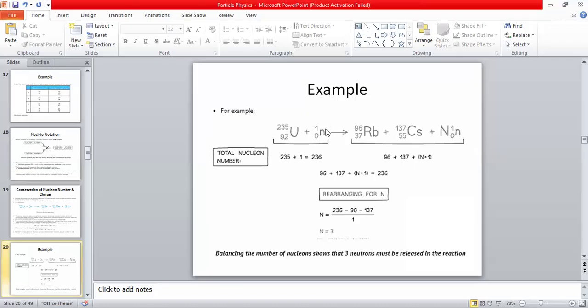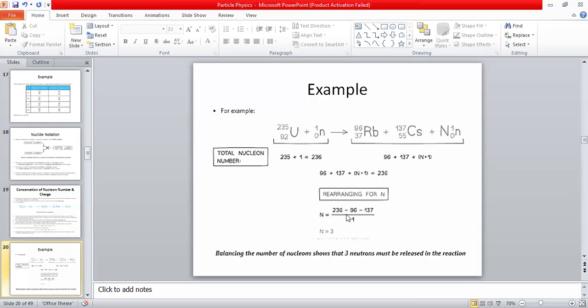We are just going to equate the total number of nucleons on the left hand side with the total number of nucleons on the right hand side. The total on the left hand side is 235 plus 1, which is 236. The total on the right hand side is 96 plus 137 plus 1 into n, so it sums up as 96 plus 137 plus n into 1, which is 236.